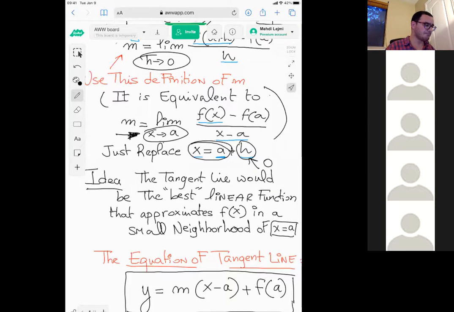Again, the two definitions are equivalent. You can work with x going to a instead of h going to 0, but both are actually equivalent. Okay.